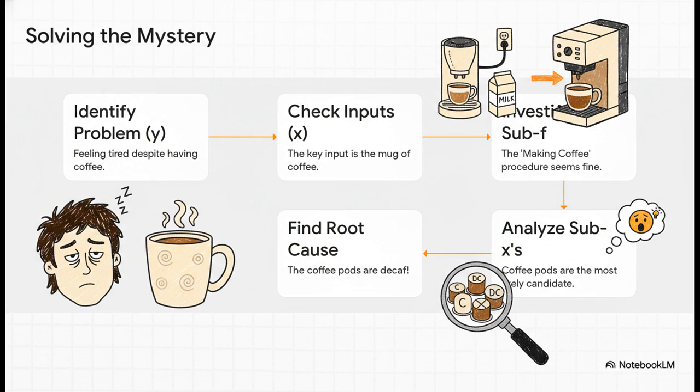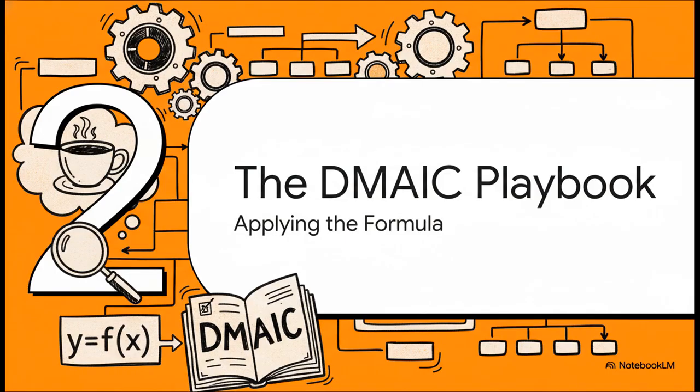So we analyze that procedure's inputs, the X's, the machine, the water, the milk, and then the coffee pod. Bingo, that's the root cause. You accidentally used a decaf pod. The wrong input, X, led directly to the unwanted output, Y. See how that worked? Now, that simple little coffee investigation, that is exactly how professionals tackle huge, multi-million-dollar business problems. For real.